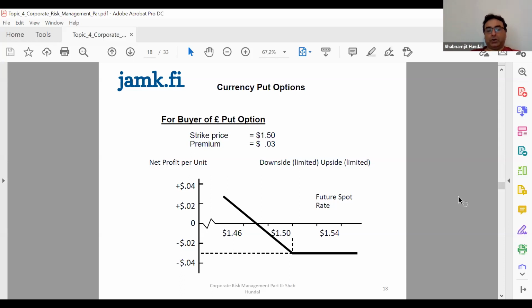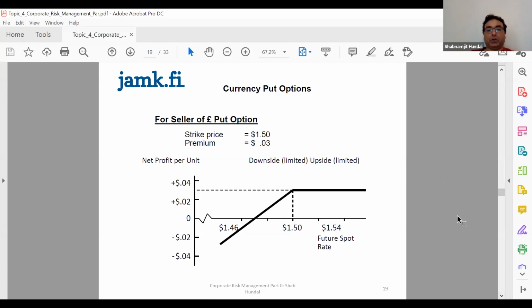Which option? Put option. Because in this case, the put option gives you the right, but not the obligation, to sell a specified currency, which is the pound, a specified amount, which you agree with the bank, at a specified rate of exchange, which is 1.50, the strike price or exercise price, and for the specified time period, which could be any time, 3 months, 3 years, who knows, 10 years, who knows. And then you are a buyer of put option. Remember, you are a buyer of put option.